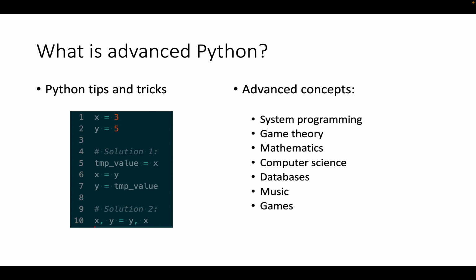So to me, when we talk about advanced concepts, depending on what you want to do, sometimes you want to do some system programming, so you can go and learn a lot about that in Python. Some people may want to do game theory, so they need to focus on that. It gets to be a very niche area that you need to be an expert in. Some people focus on mathematics. Some people go to computer science, databases, music, games. There are a lot of different topics that you can be professional in.